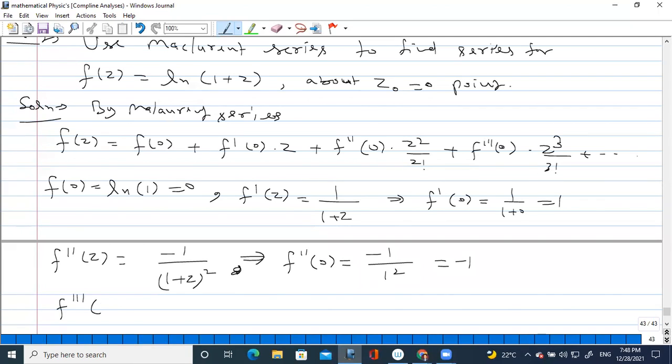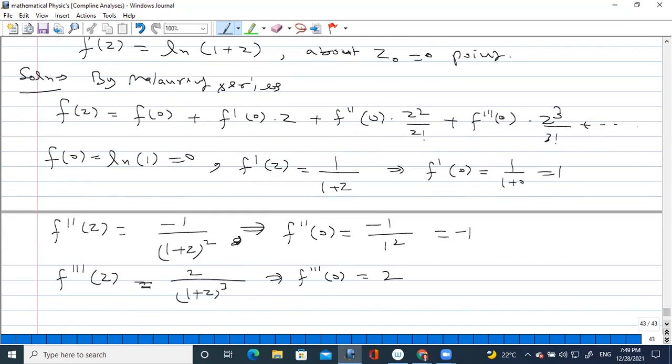Again I will find f'''(z). So that will be minus 1 into minus 2, which is plus 2 divided by 1 plus z to the power 3. So from there you will find f'''(0): just put 0, it is 2. Understood? So like this you will find.